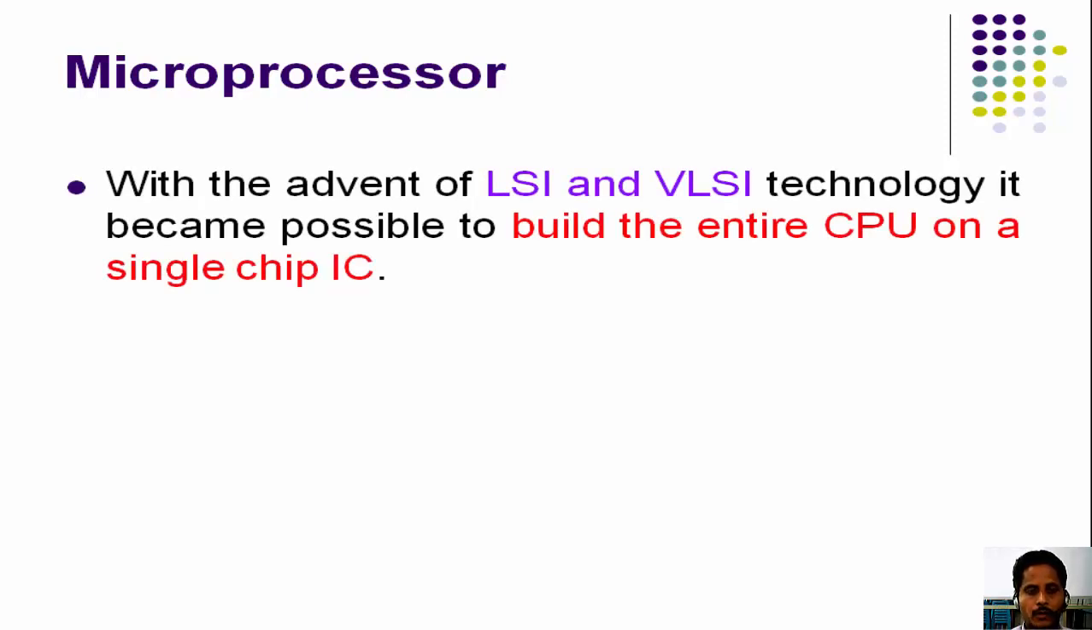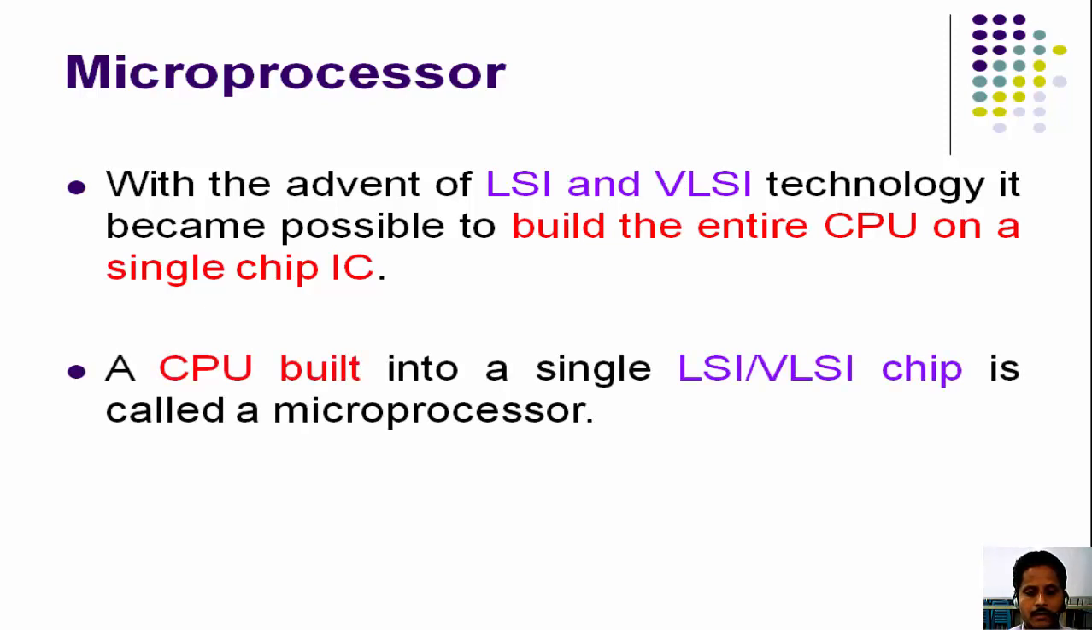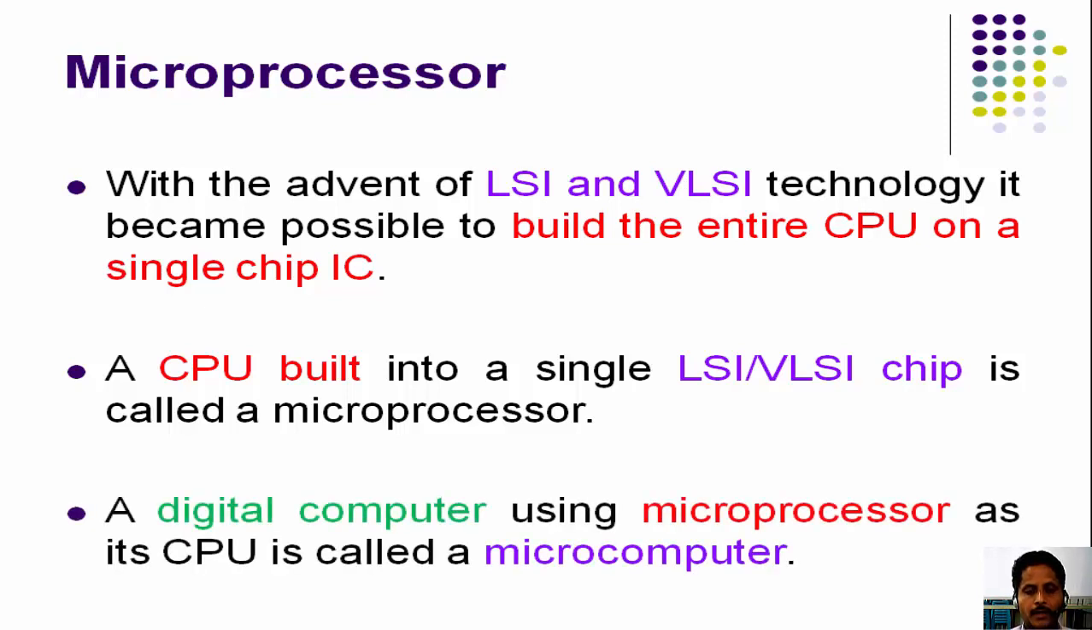Now about the microprocessor, depending on the technology, that is LSI, that is large scale integration, and VLSI, very large scale integration, it is possible to build the entire CPU on a single chip or IC, that is integrated circuit. CPU built into the single LSI and VLSI technology based chip is called the microprocessor. A digital computer using microprocessor as its CPU is called the microcomputer.